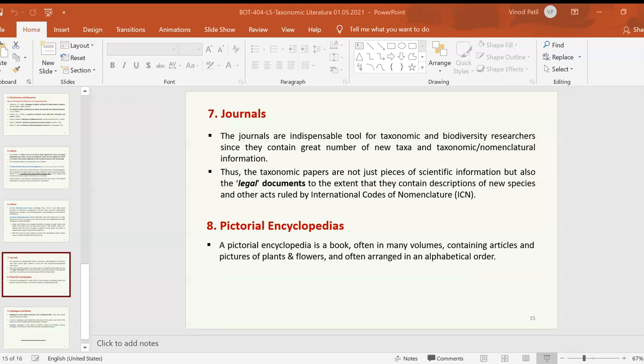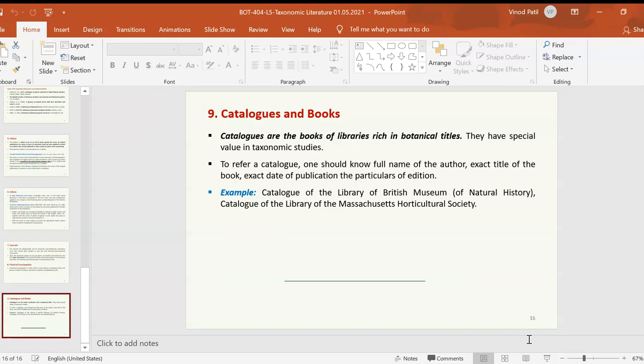So we have followed the floras, manuals, monographs, periodicals, dictionaries and glossaries, indices, journals, and pictorial encyclopedias. And we are beginning with the last slide, that is catalogs and books. Catalogs are the books of libraries rich in botanical titles. Just like the publishers' catalogs, I had given you an example. They have special value in taxonomic studies.